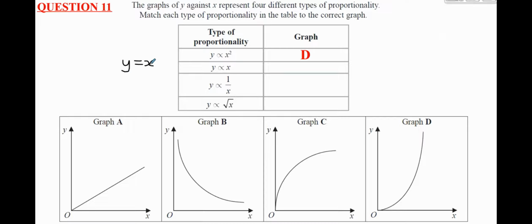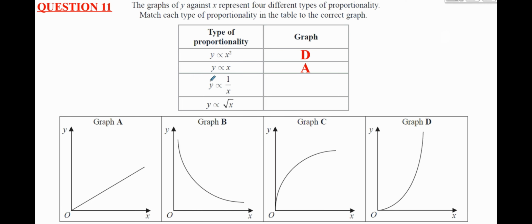For example, when x is 0, y is 0. So y equaling x would always be a straight line going through the origin. The only one which is a straight line going through the origin is graph A. Therefore, y being proportional to x has to be the only one that looks like y equals x, which is graph A. So y proportional to x matches to A.